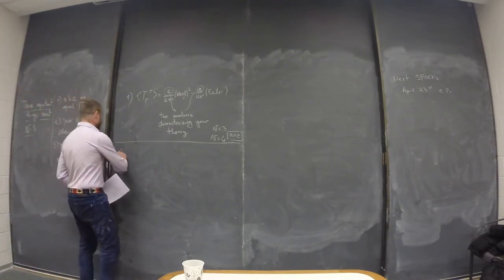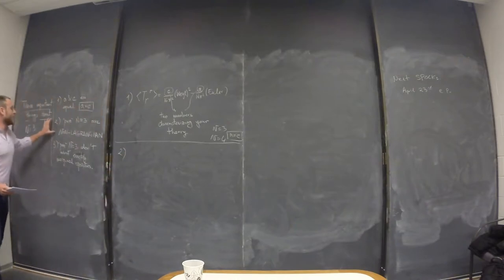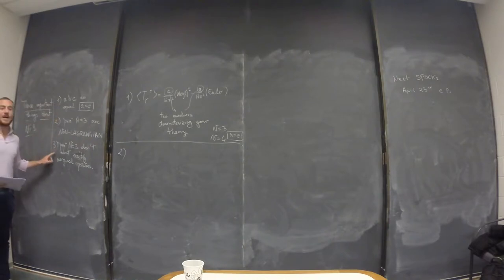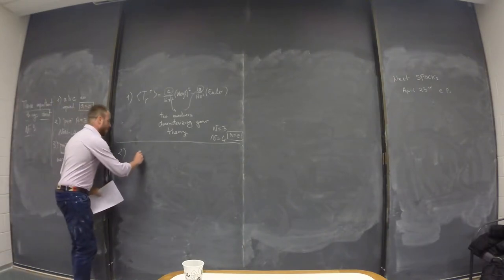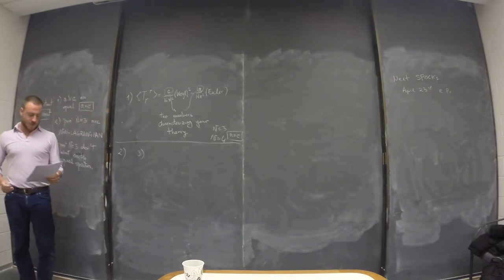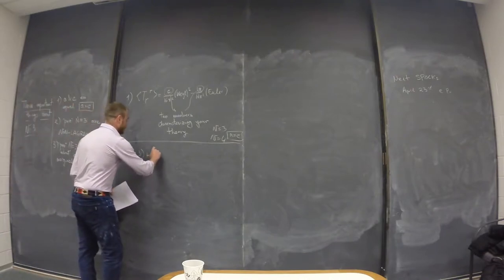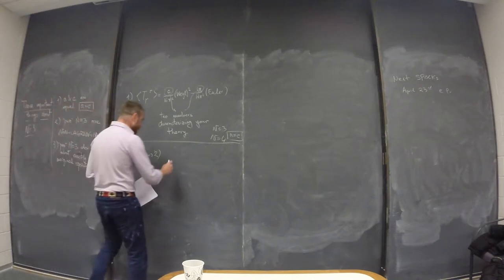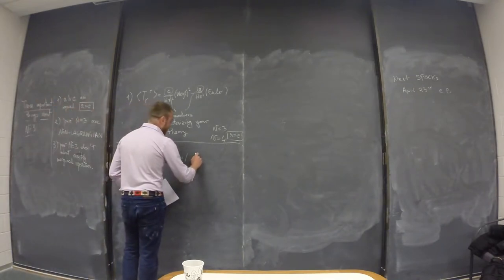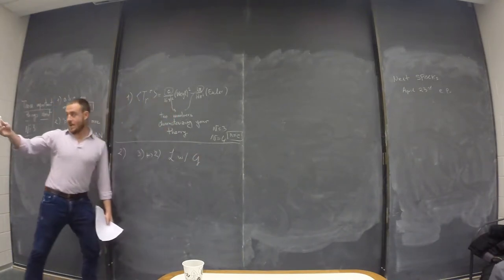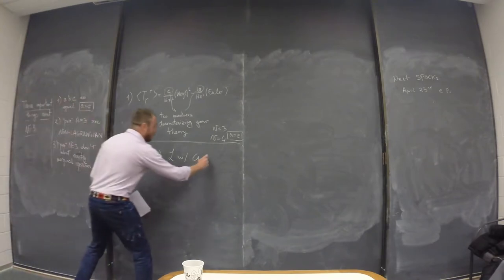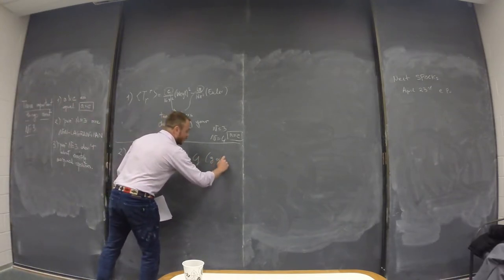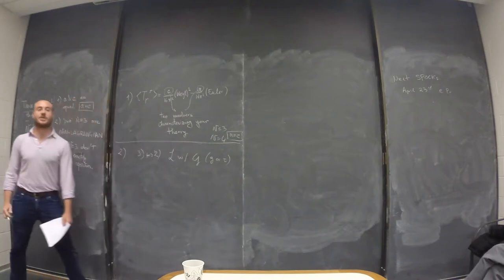So point number two is actually implied by point three, which I will prove in a second. So three implies two. Why? Because if you have a Lagrangian with a gauge group G, and also a holomorphic gauge coupling tau for supersymmetry, right?